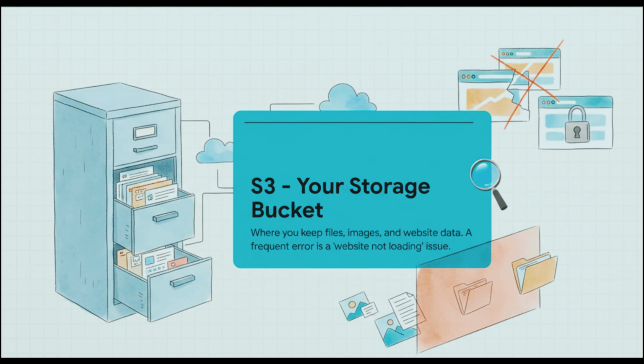Next, let's talk S3. Just picture a massive, super secure digital filing cabinet. That's S3. It's where you store all your website's files, images, and data. So if your website suddenly goes down, a very common culprit is a misconfigured permission on that bucket. It's like the public has suddenly lost the key to open the filing cabinet and see what's inside.